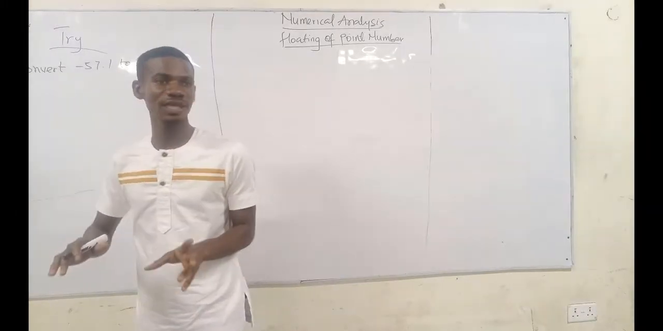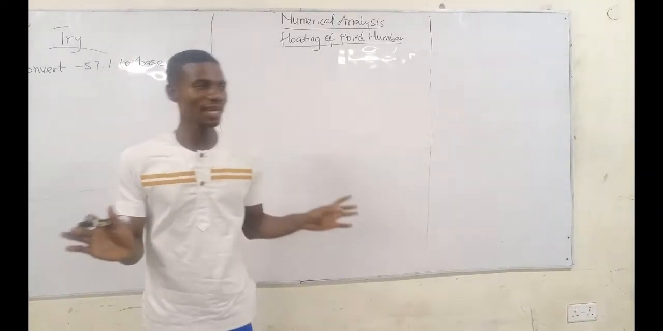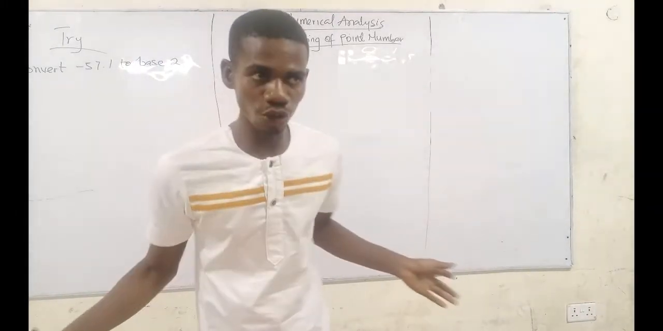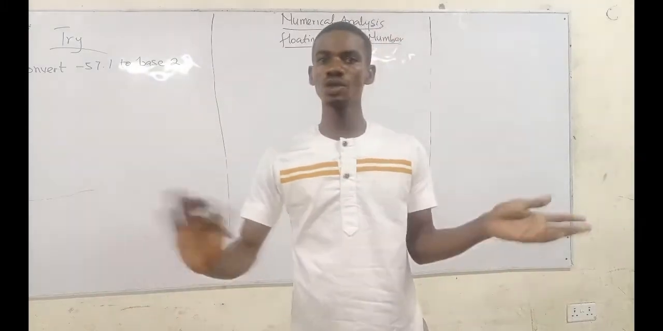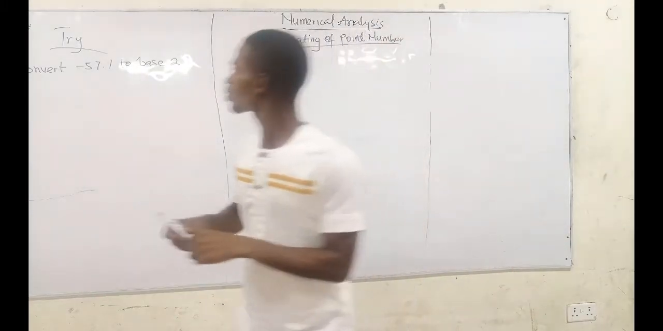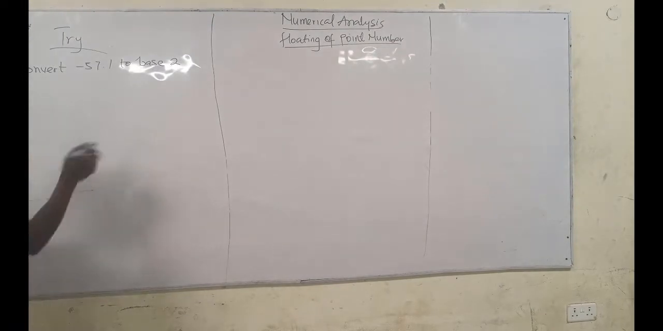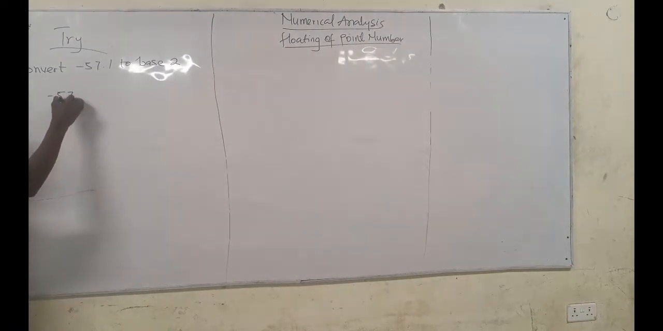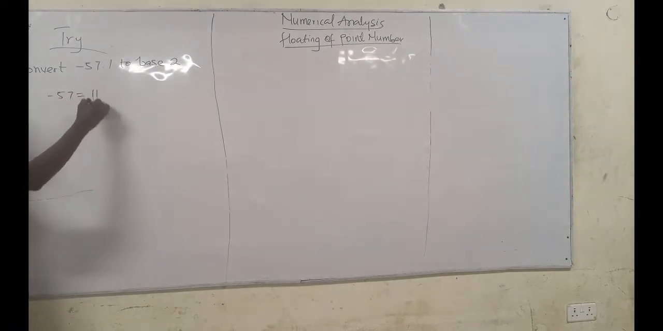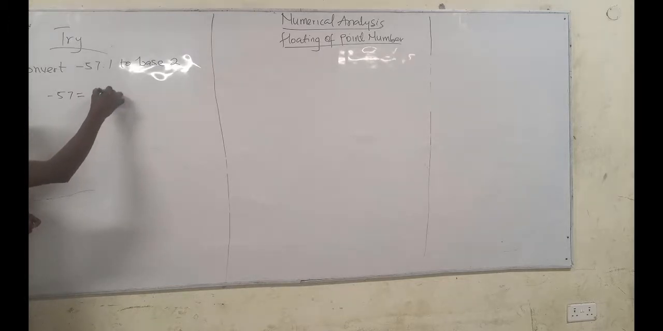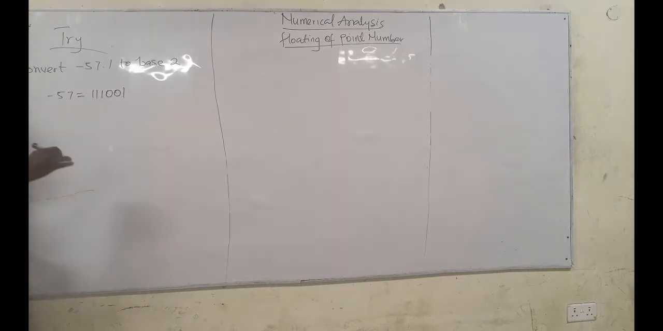That negative 57. No, the negative is nothing here. Just convert 57 to base 2, and after that you add a negative sign to whatever you get. So what will 57 be in base 2? 111001. Okay, so it's negative. The negative sign doesn't have any influence on converting numbers to base 2.